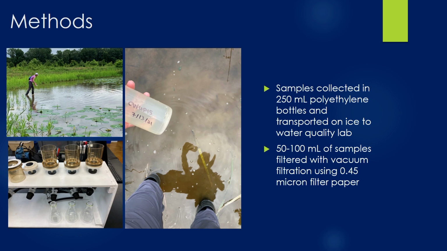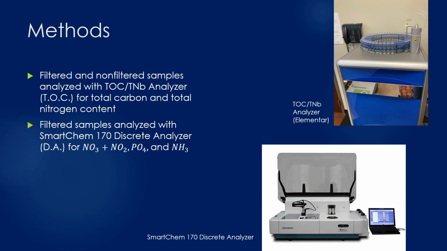So after I collected water from these wetlands, I would bring them back in bottles and analyze them at the lab and perform vacuum filtration. The filtered and non-filtered samples were analyzed with a total carbon, total nitrogen analyzer for total carbon and total nitrogen content. And then the filtered samples were analyzed with the SmartChem discrete analyzer, which measures the soluble forms of nitrogen and phosphorus, being nitrate, phosphate, and ammonia.